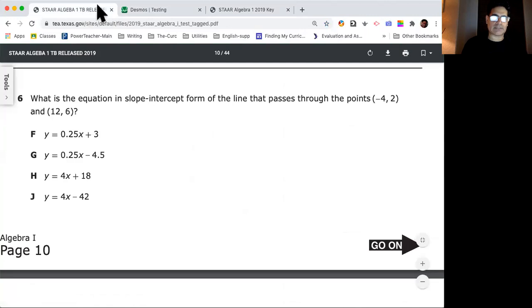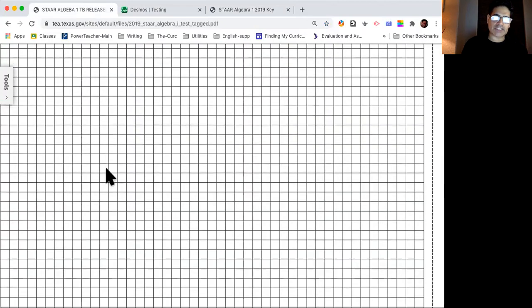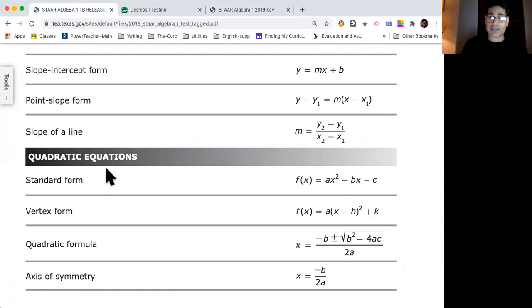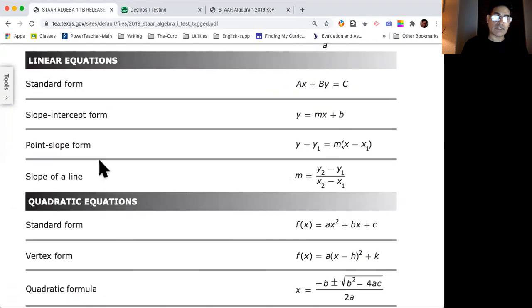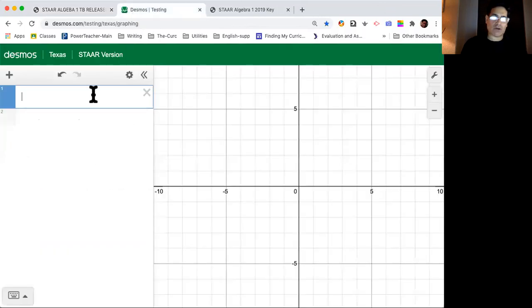And let us go to the choices. So again, the question is, what is the equation in slope-intercept form? If you forgot, remember that it is on your chart. It's given to you. You do not even have to remember it. Not on the STAAR anyway. Slope-intercept form means the classic y equals mx plus b. So let us actually go and put that into our graph. We're looking for something that looks like y equals mx plus b.